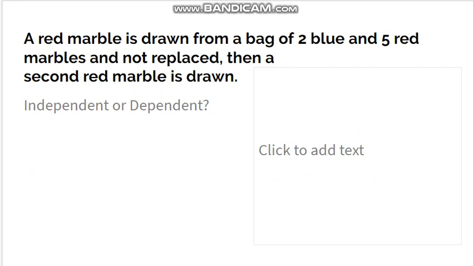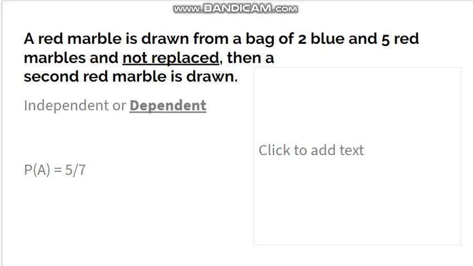A red marble is drawn from a bag of 2 blue and 5 red marbles and not replaced, and then a second red marble is drawn. The key words here are not replaced. Since we're not putting it back, that means we're changing the sample space. That means that these events are dependent. So the probability that A will happen is 5 red marbles, that's our favorable outcome, out of 5 plus 2, 7 possible outcomes. 5 out of 7.